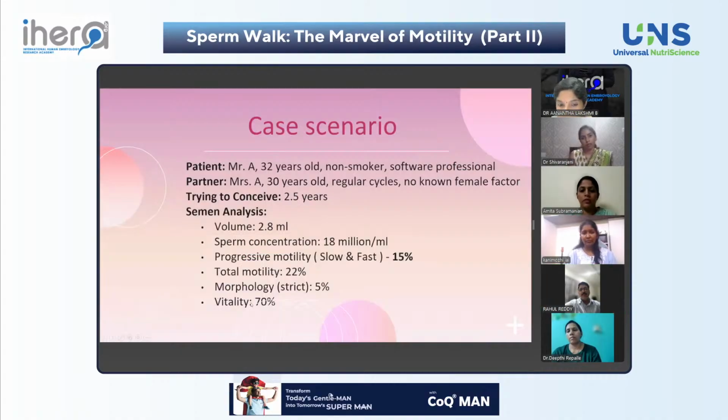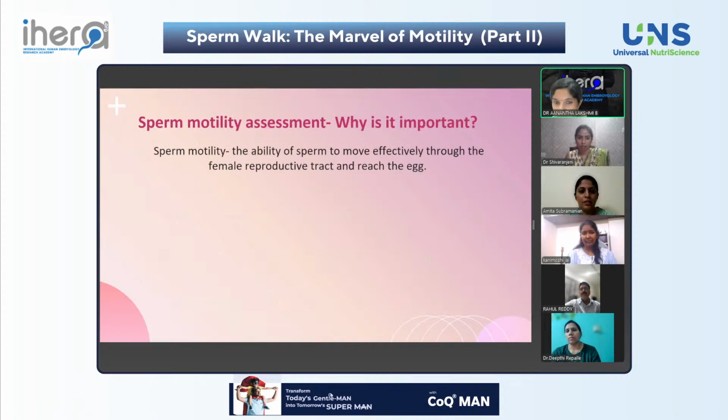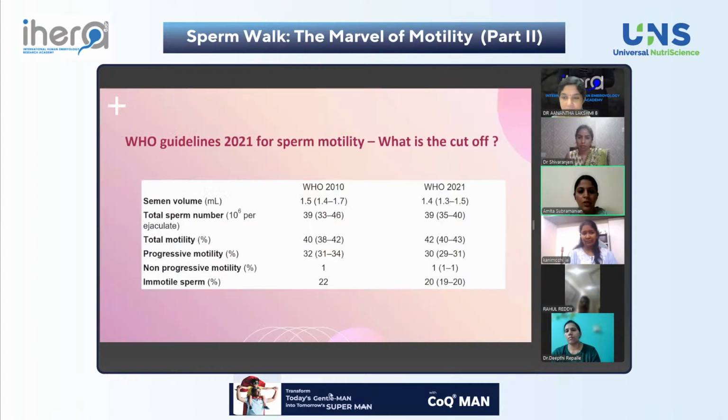Amita, can you ask the same question you showed in the last slide? So we were talking about the WHO 2010 and 2021 values, sir. They had mentioned that the total motility cutoff is 40%, and in 2021 it's 42%. Does this 2% difference change your clinical decision making?